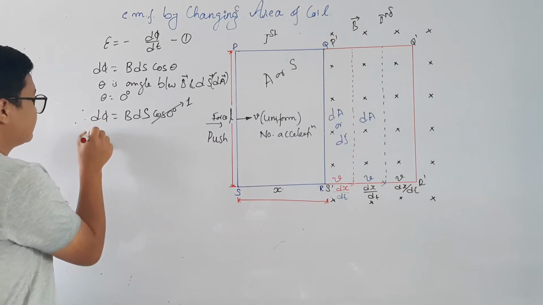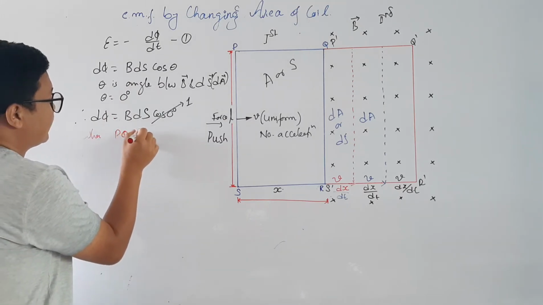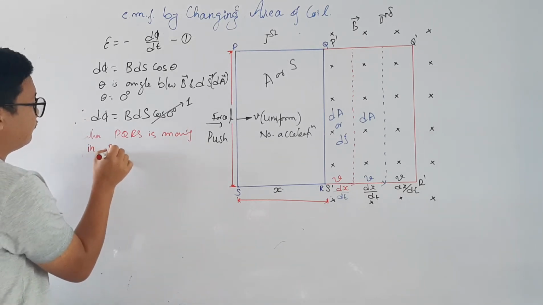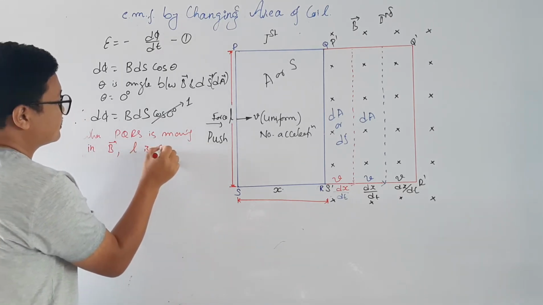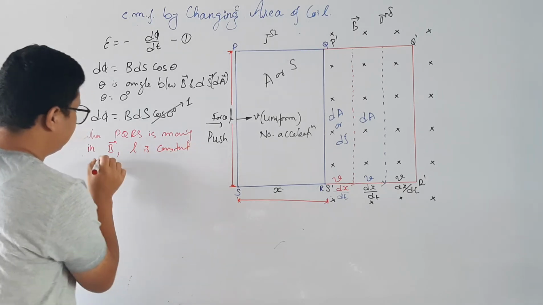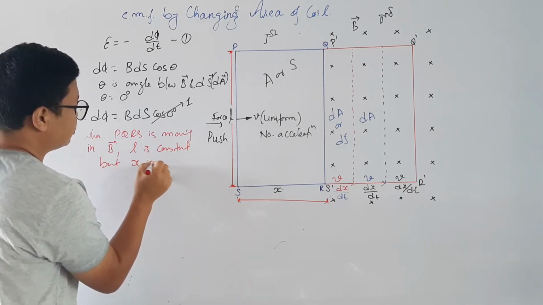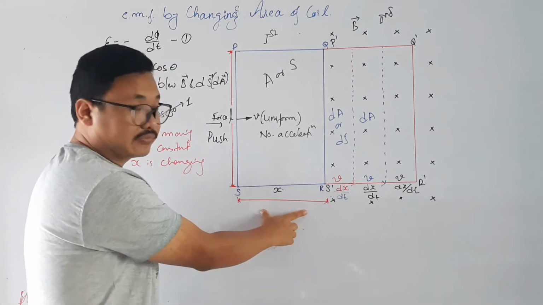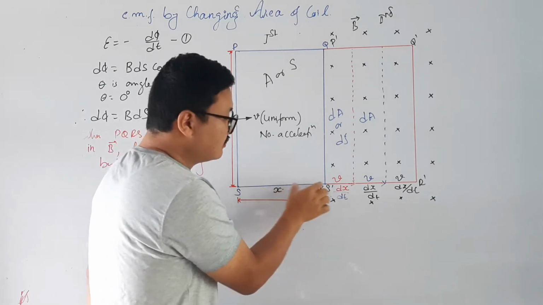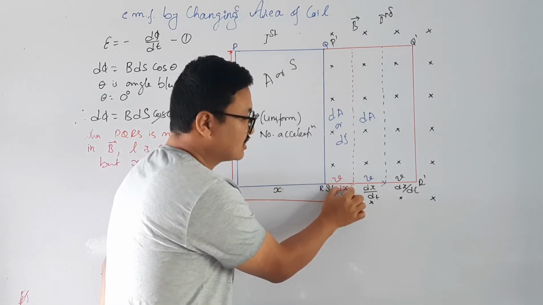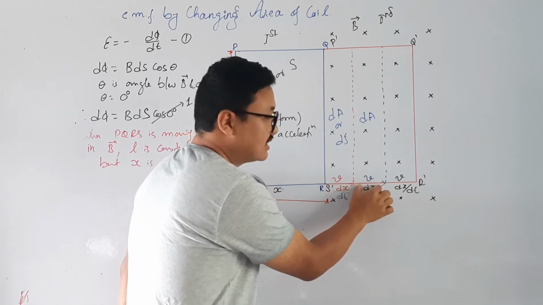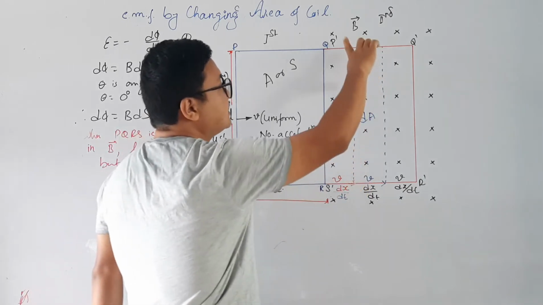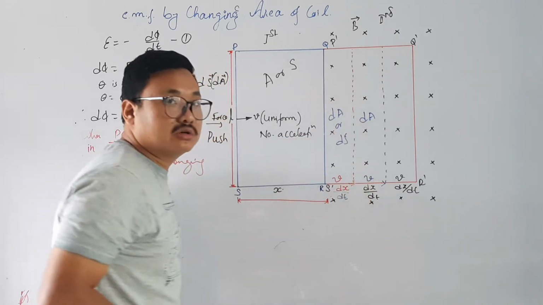Okay, so when PQRS is moving in magnetic field, L is constant, but X is changing. Can you see this? This was the total breadth X. Whenever it is moved this much, this is small x, dx. Again it is moved, dx. Again it is moved, dx. So dx is changing, but this L is not changing.